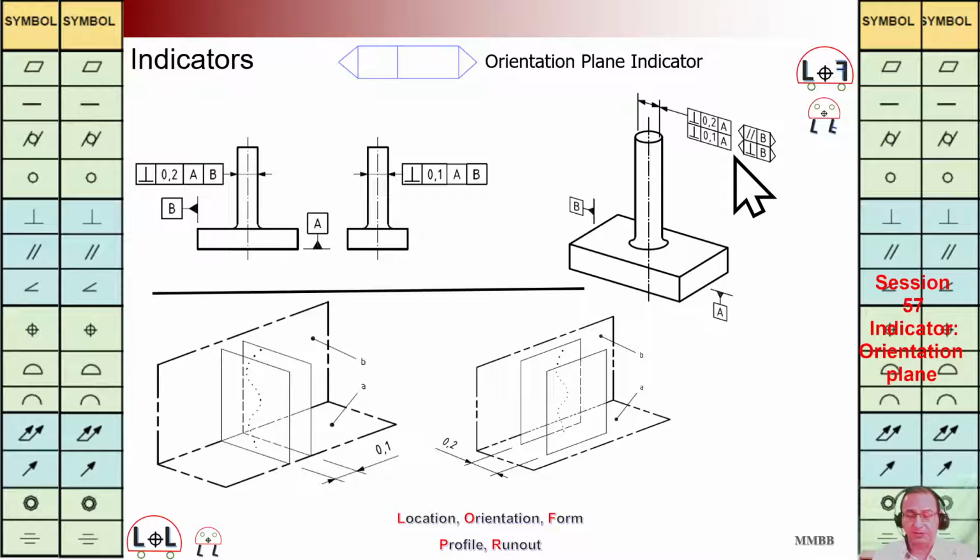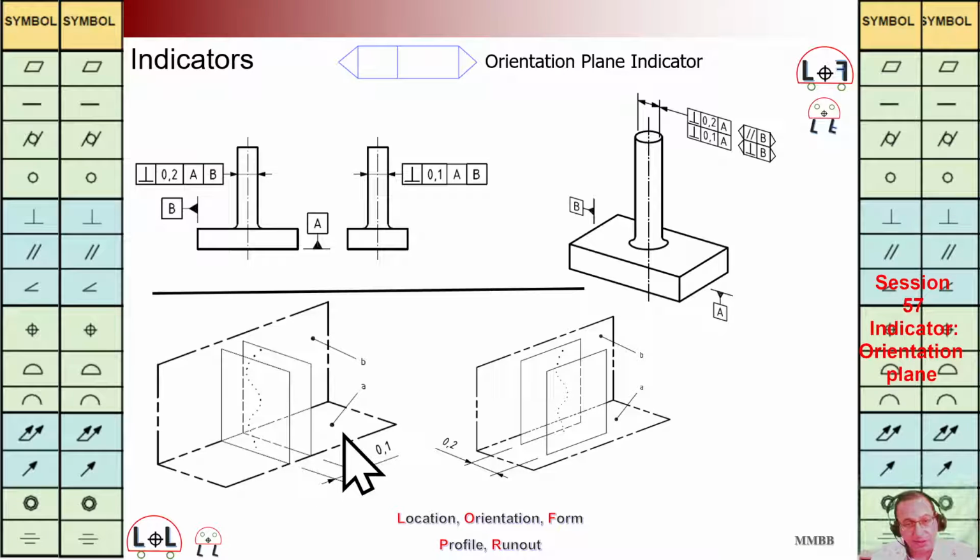Let's see what it means. The axis of this should be perpendicular to A, while we are going to have two planes perpendicular to B with a distance of 0.1. It is going to be presented here at the bottom left.